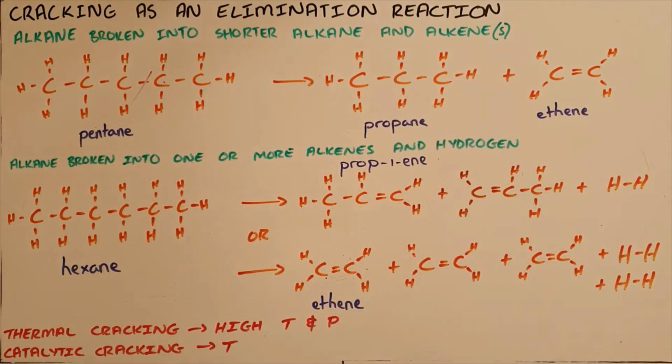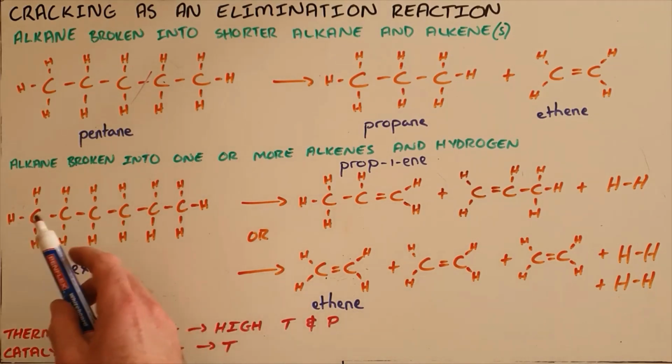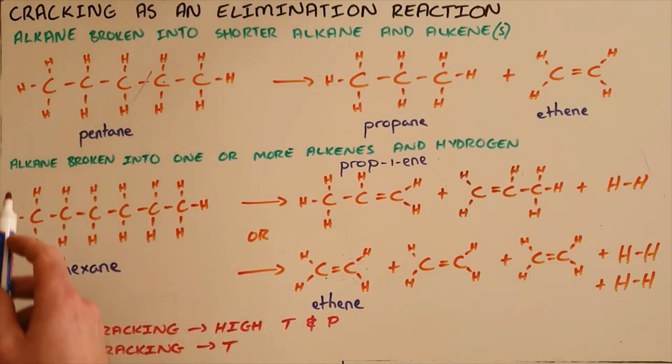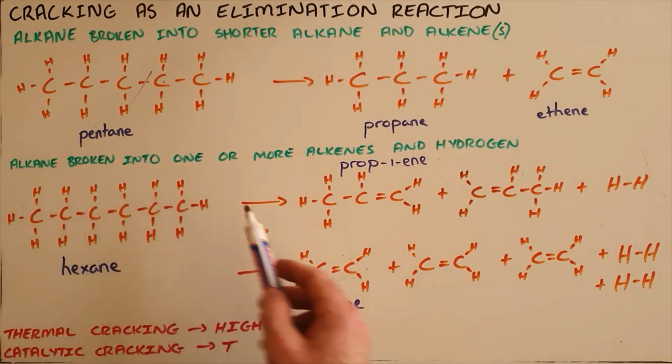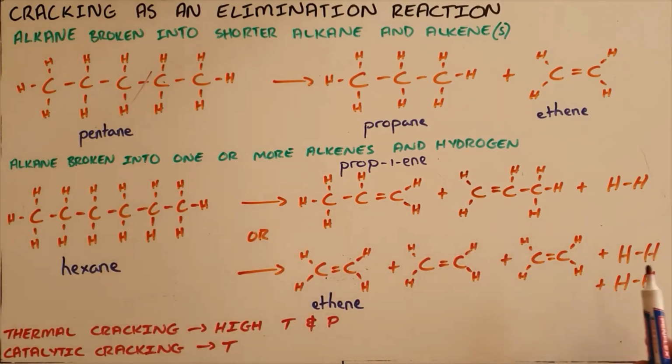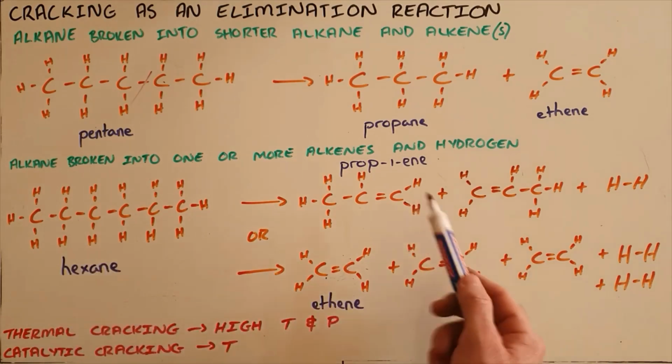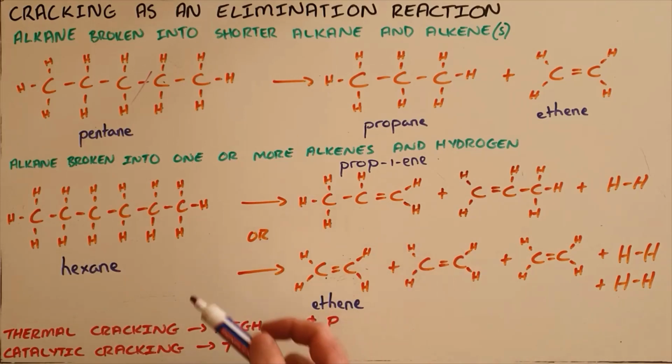So the first type of cracking is where an alkane is broken up into an alkane and then an alkene. The second type of cracking is where an alkane is broken into 1 or more alkenes and hydrogen is produced as a product. So as an example here, we have hexane, the alkane, that can be broken in two ways.